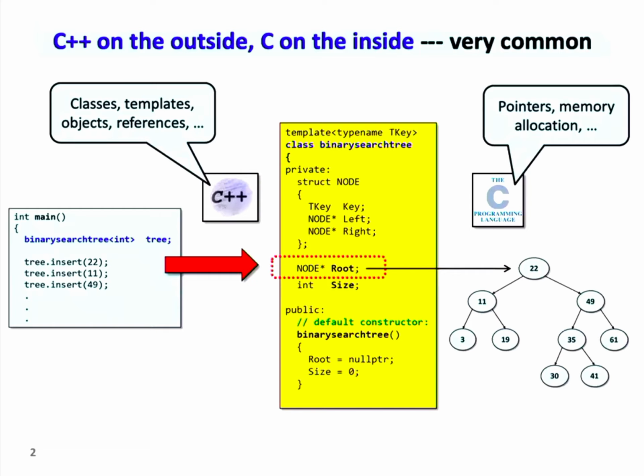All right, so any questions about this implementation so far, and the understanding of how we're using C and C++ in combination to implement data structures, specifically binary trees in this example?